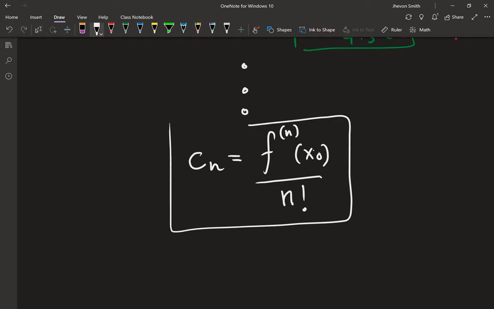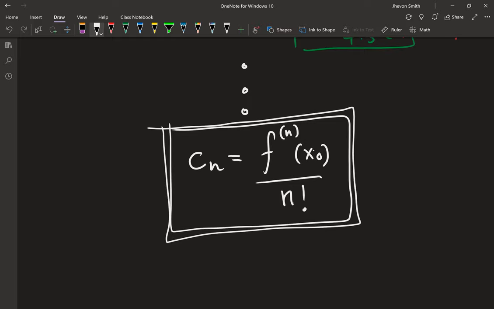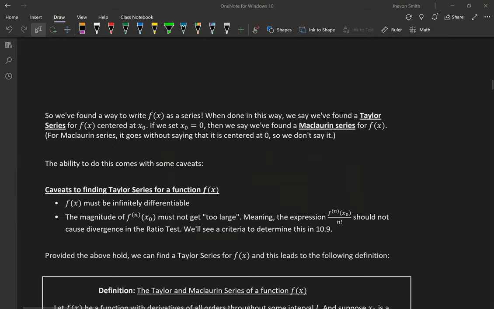And that is the golden ticket, ladies and gentlemen. That is how, if I were to build a series from scratch using the knowledge of a Calc 1 student, we would do it. This leads to what we call a Taylor series.